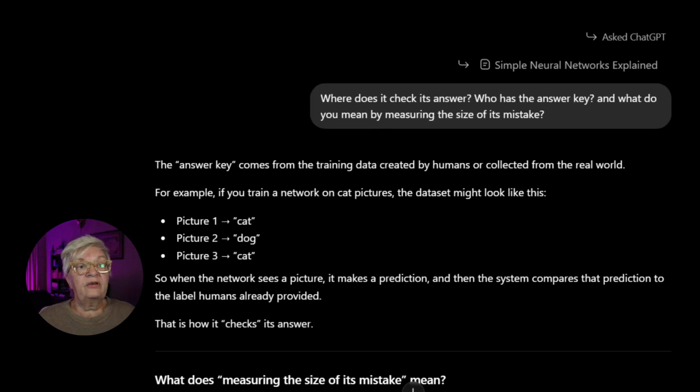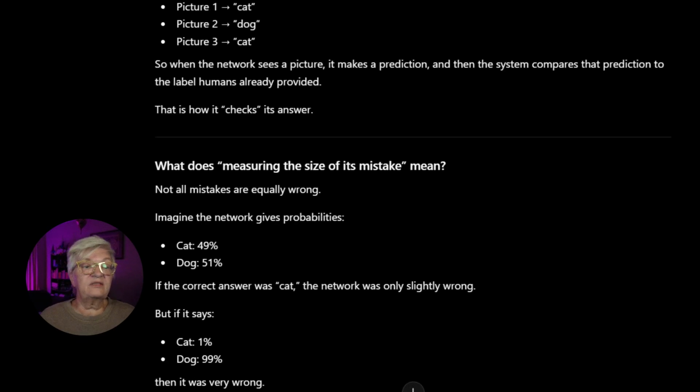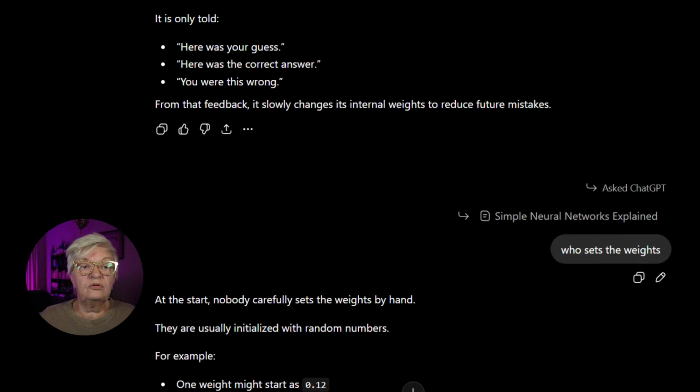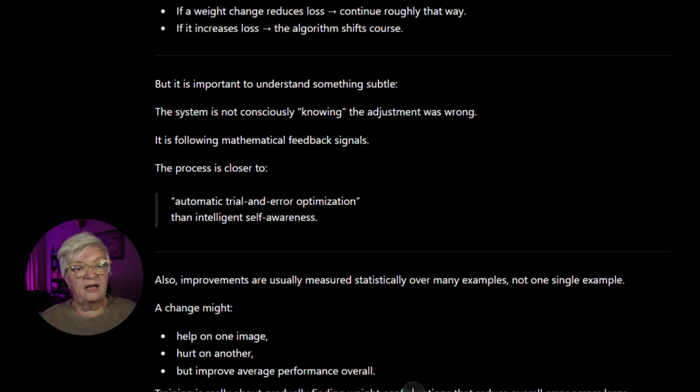And about the answer, the human has submitted the answer, and there are probabilities assigned to the guesses, which is the error percentage that it corrects afterward. And I continued to ask who sets those weights of the answers. And I also asked, how do we know that the system's interpretation of how much to adjust the errors is correct? And we fully don't know in advance that every adjustment is correct. Instead, the system uses mathematics to estimate, and so forth. I kept on asking questions.